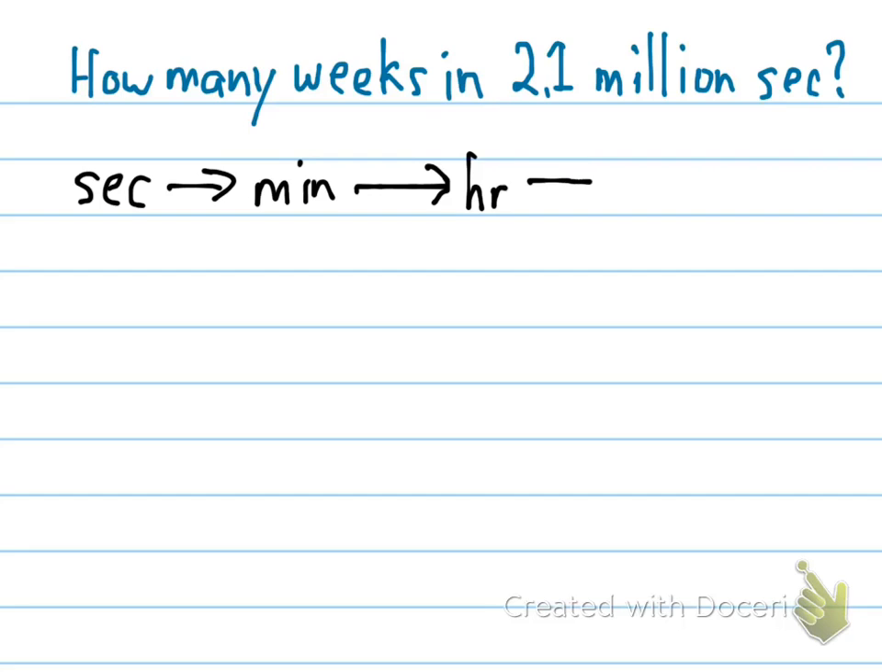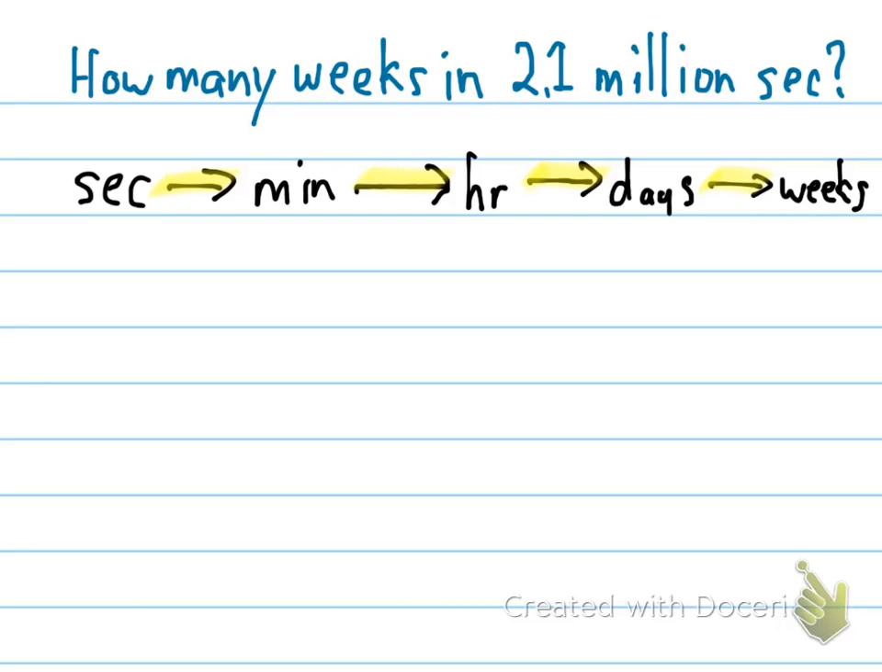And then, more than likely, hours to days. And then, finally, from days to weeks. So you can see now we're looking at a problem which is going to probably have 1, 2, 3, 4 conversion factors. All right, and it doesn't make it any more difficult. All it does is just lengthen the problem, giving you more terms that you're multiplying in the end. That's all the more difficult it makes it.